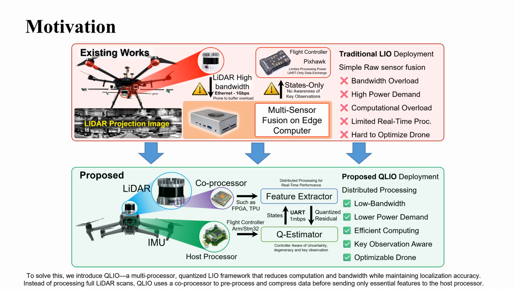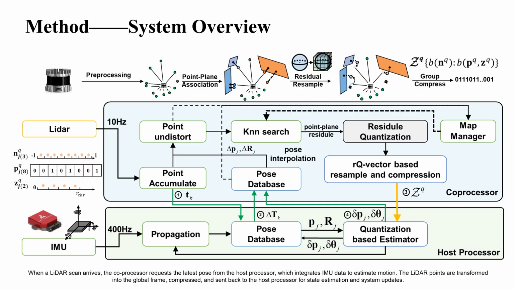To solve this, we introduce QLIO, a multi-processor, quantized LIO framework that reduces computation and bandwidth while maintaining localization accuracy. Instead of processing full LiDAR scans, QLIO uses a coprocessor to pre-process and compress data before sending only essential features to the host processor. When a LiDAR scan arrives, the coprocessor requests the latest pose from the host processor, which integrates IMU data to estimate motion.